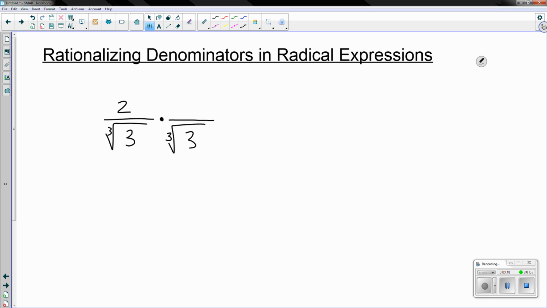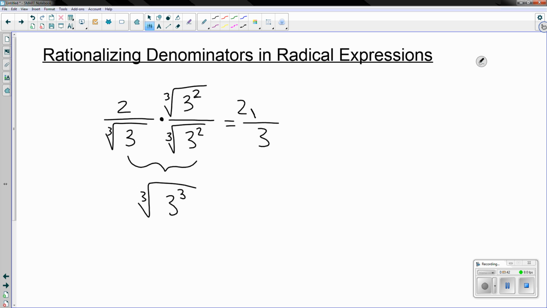But if I multiply by the cube root of 3 squared, then when I combine these two with our radical properties into 1 cube root, we get 3 times 3 squared, which is 3 cubed, or the cube root of 27, which is equal to just 3. And now that cube root is gone. So again, whatever we do to the bottom, we must also do to the top. And up top, we're going to get 2 cube roots of 9.